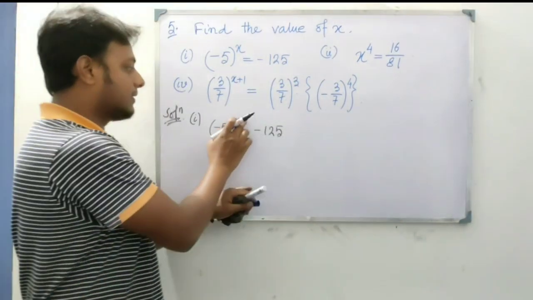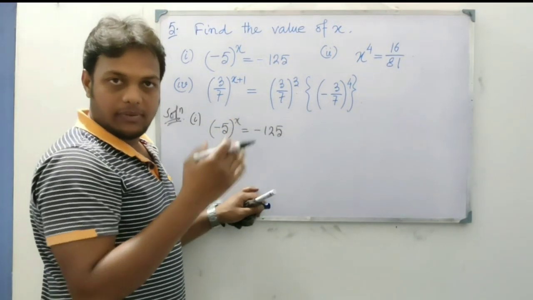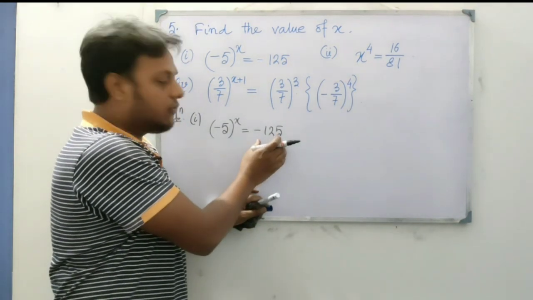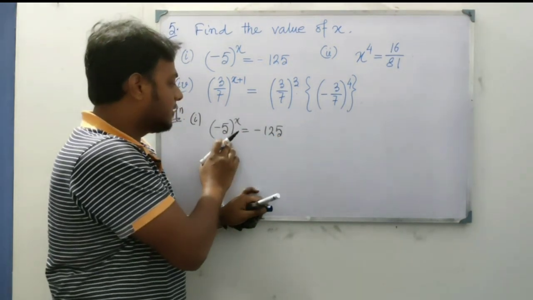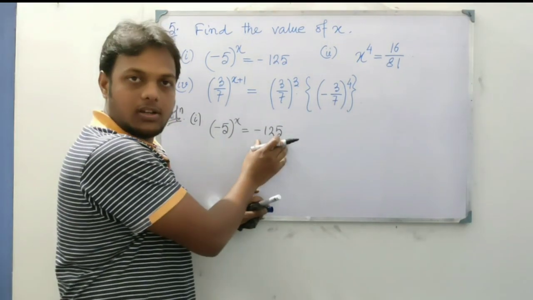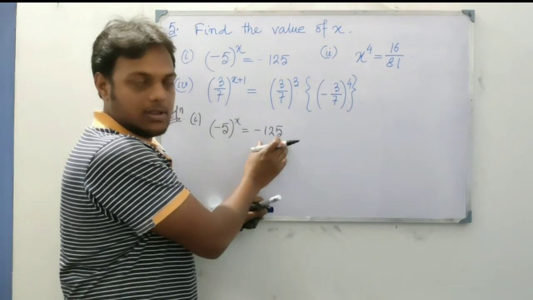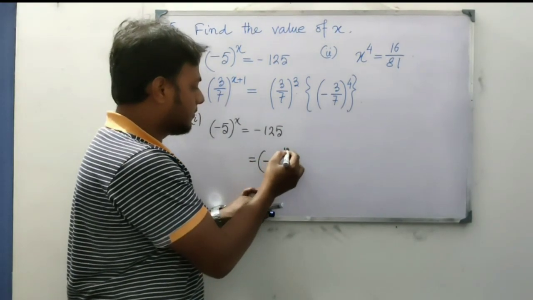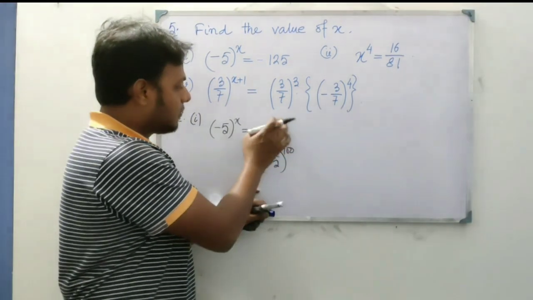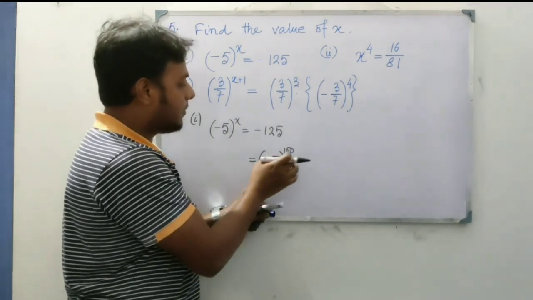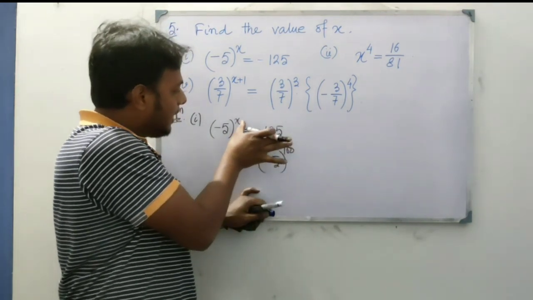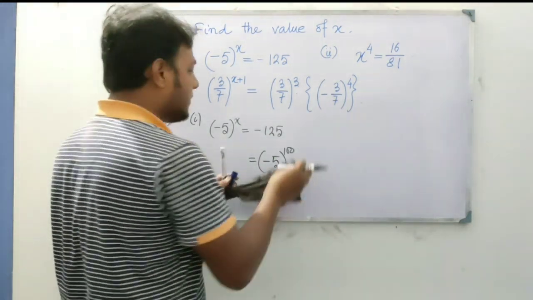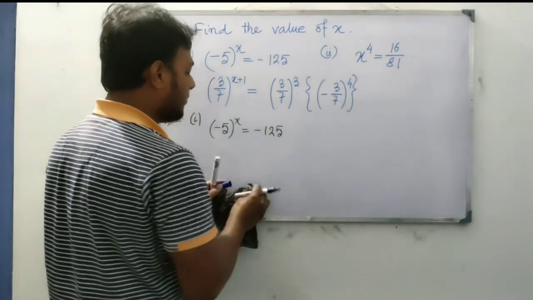We have to calculate the value of x. According to the previous theory, if we can convert the right hand side into the form of an exponent with base -5, suppose we get (-5) to the power 100 in the place of -125, then we can conclude that x must be 100. Is it clear?